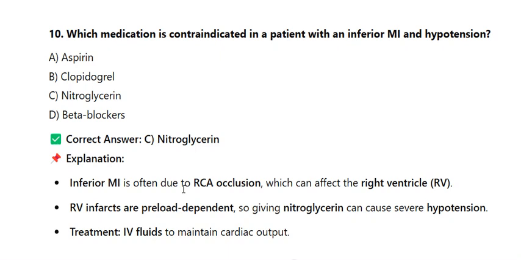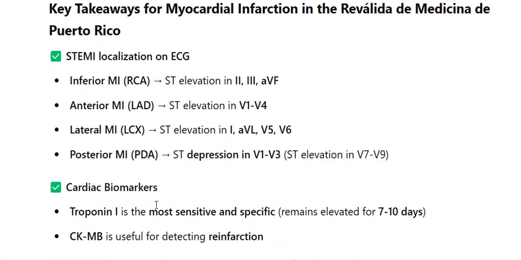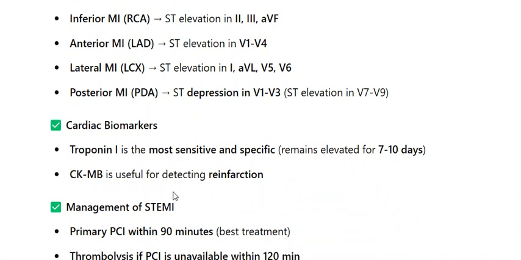Key takeaways for myocardial infarction in the Revalida de Medicina de Puerto Rico. STEMI localization on ECG: inferior MI, RCA, ST elevation in 2, 3, AVF. Anterior MI, LAD, ST elevation in V1 to V4. Lateral MI, LCX, ST elevation in I, AVL, V5, V6. Posterior MI, ST depression in V1 to V3, ST elevation in V7 to V9. Cardiac biomarkers: Troponin I is the most sensitive and specific, and remains elevated for 7 to 10 days.